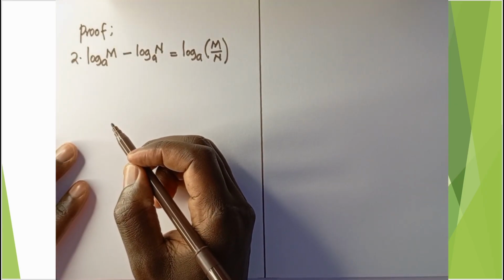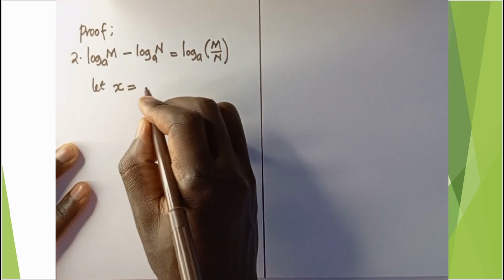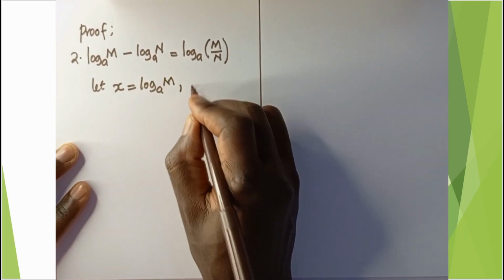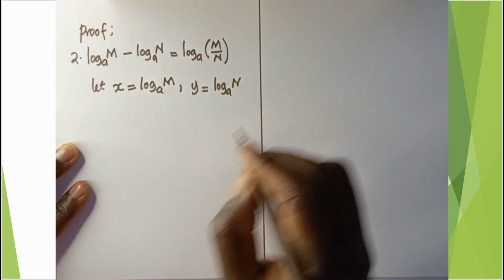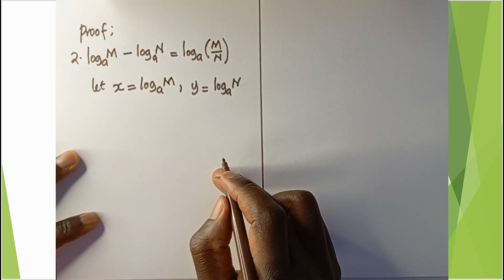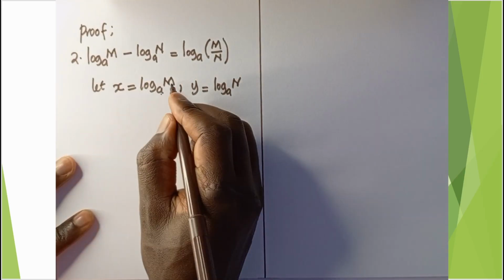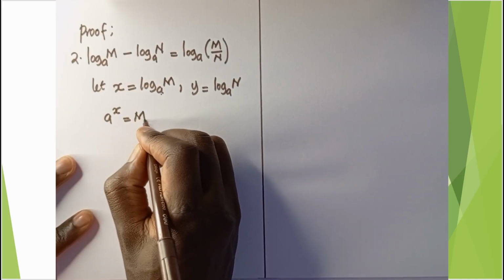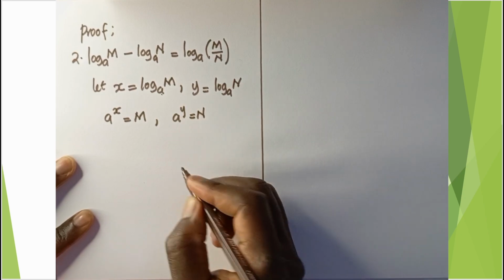So you also begin by saying let x be equal to log base a of m and y equal to log base a of n. So we go ahead to write it in index form. In this form, we saw in the first law that this is our base, this is the power, and this is the argument. So we say a to the power x is actually m, and also a to the power y is actually n.